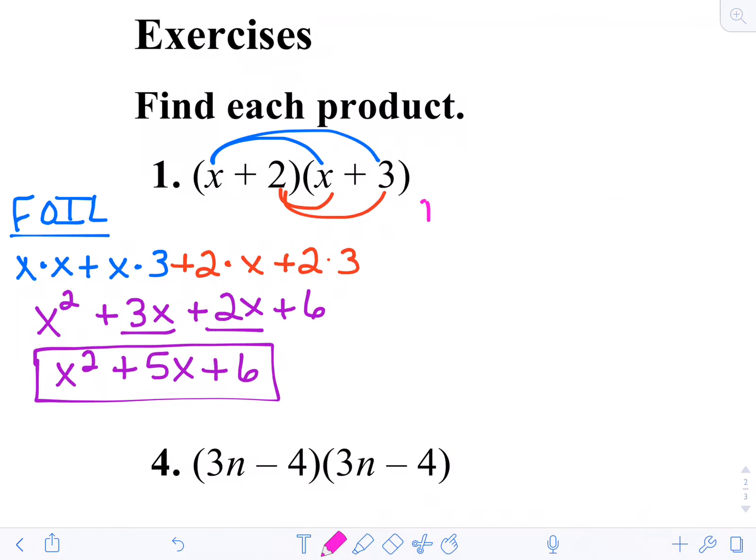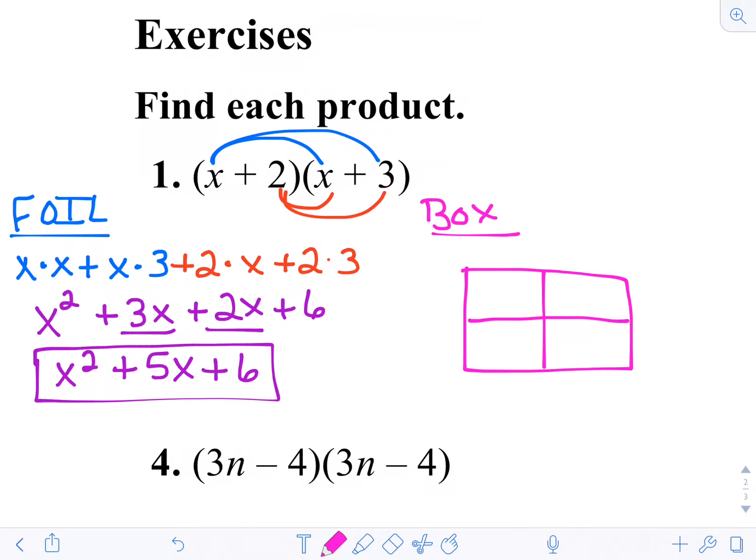Another way you could do this is called the box method. So you want to draw a box. It doesn't matter which way you put these. If you put one on the top or one on the side, it doesn't matter. So I have x plus 2 and x plus 3.